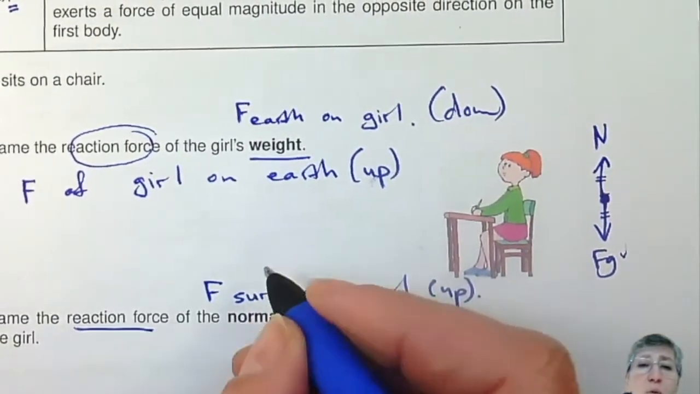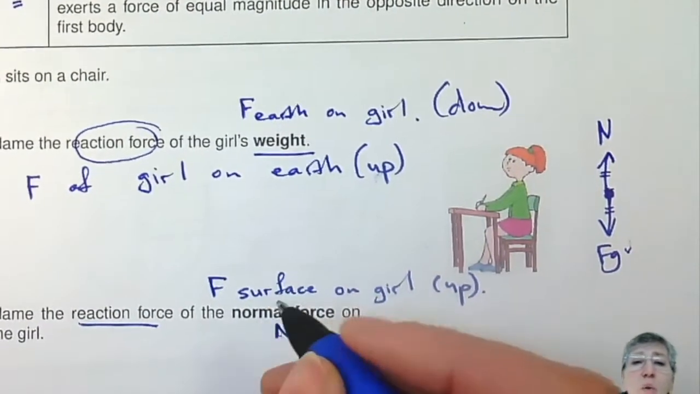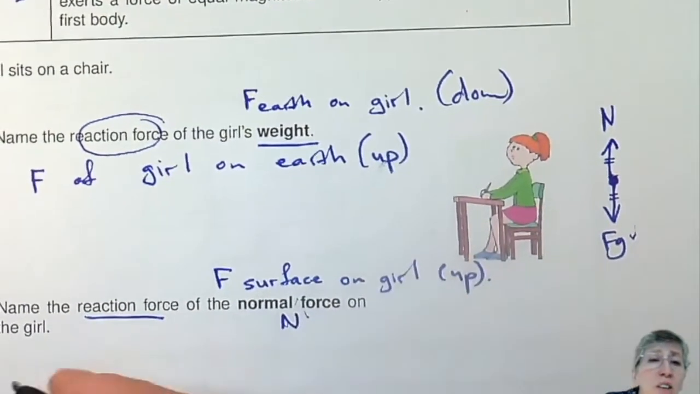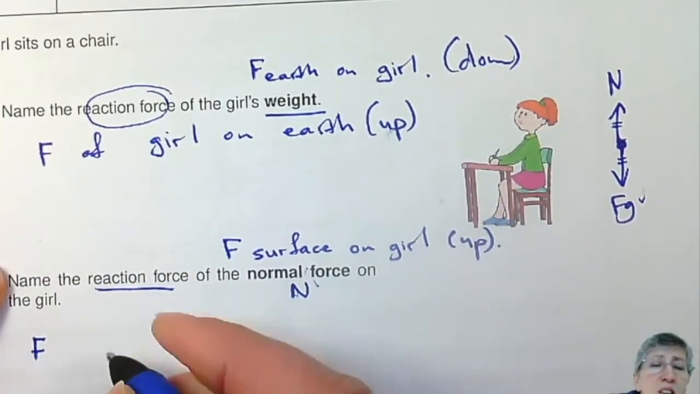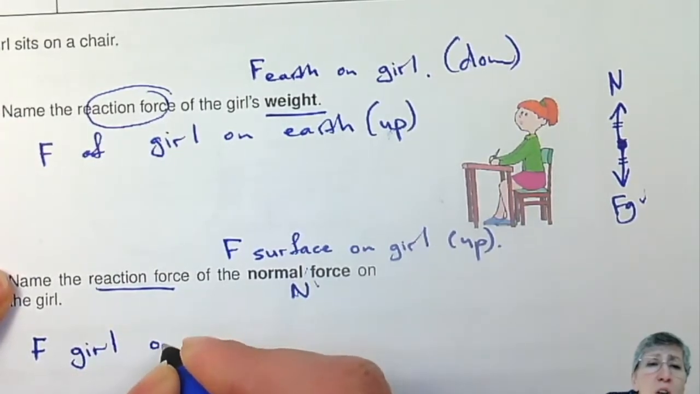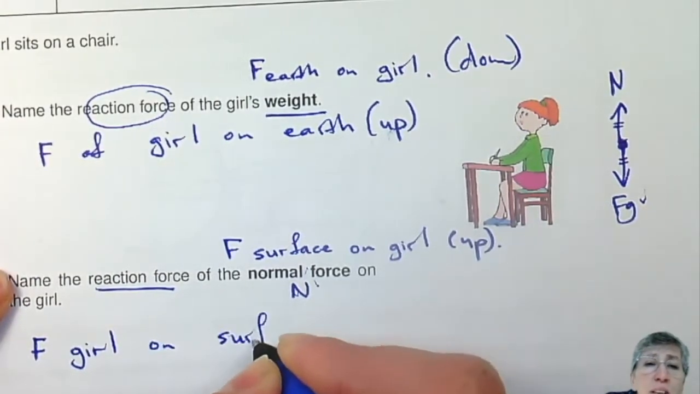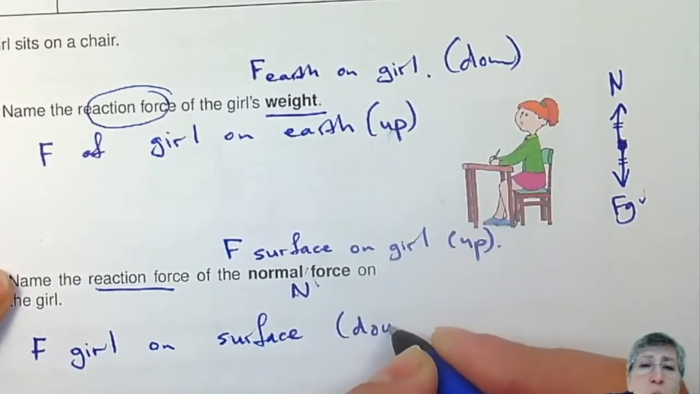Surface on girl, or you could even have said, okay, normal force, surface on girl, or chair on girl. So what is the reaction force? What is the force in the opposite direction? That will be the girl on the surface, right? Or the girl on the chair. And that will be a downward force.